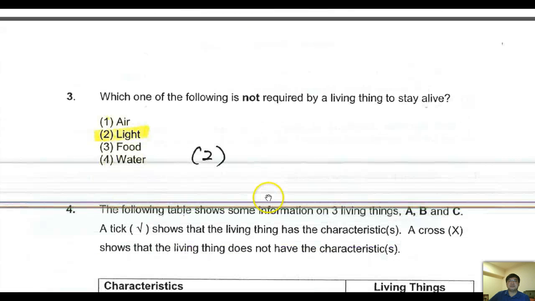Next, which of the following is not required by a living thing to stay alive? Light. This is where you switch off your light and you sleep, you're still alive.